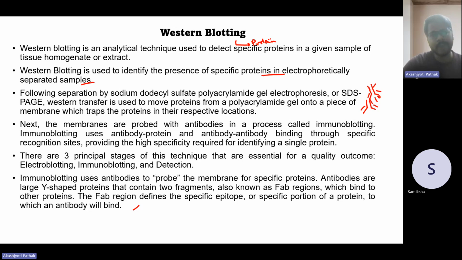So this also will have 5 steps. First, you need to isolate the protein. Then you have to run an SDS-based gel. Then you have to transfer the protein from the gel onto the membrane. Then you need to do hybridization of the protein with a primary antibody. Then you have to do it with a secondary antibody, and then you have to visualize it.